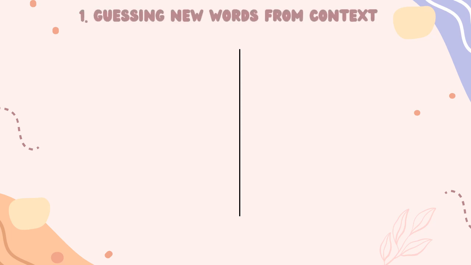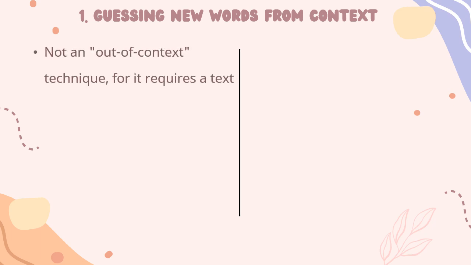Let's get straight into our very first technique, which is called guessing new words from context. So right off the bat, this technique is not an out of context technique because it requires a text to work. Yet, it's probably the most important one for learners to have for themselves.